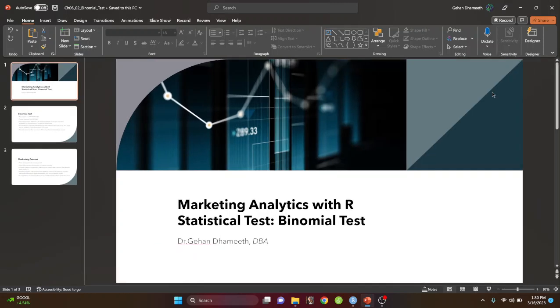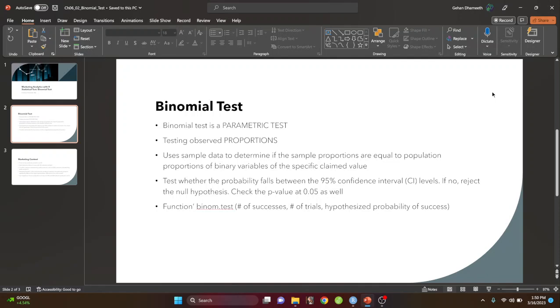Okay, we are doing marketing analytics with R. Today we are going to look at another statistical test, which we call the binomial test. Now, binomial test is important when you make marketing decisions, especially if you want to generalize what the entire market thinks about a couple of products.